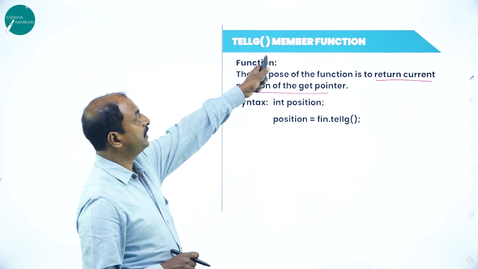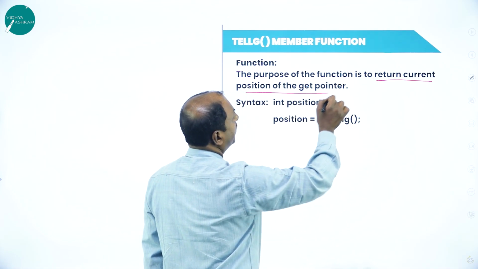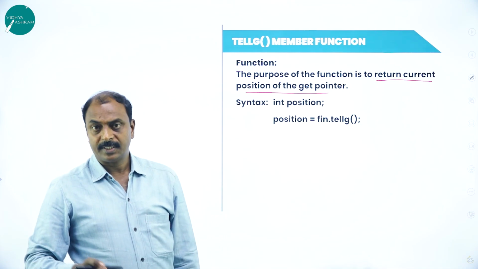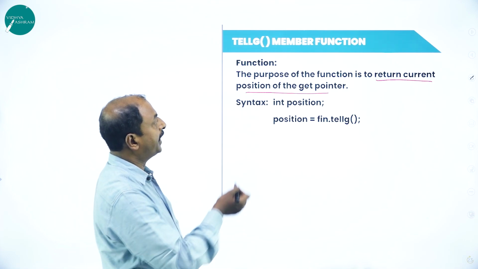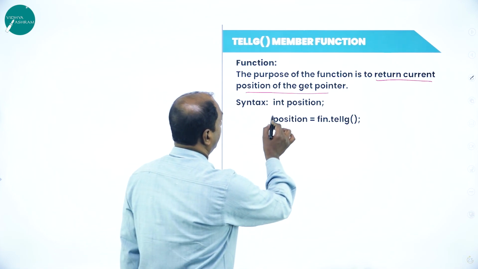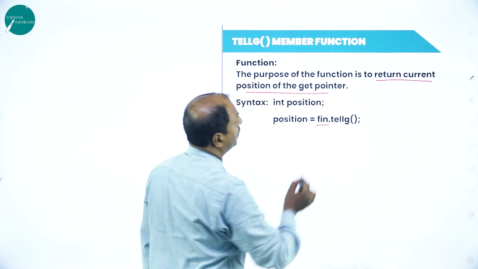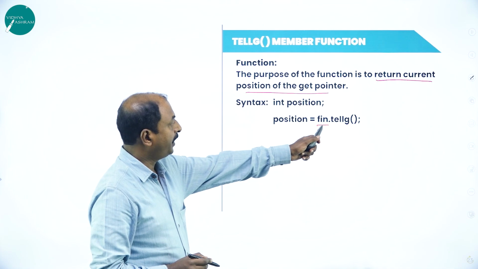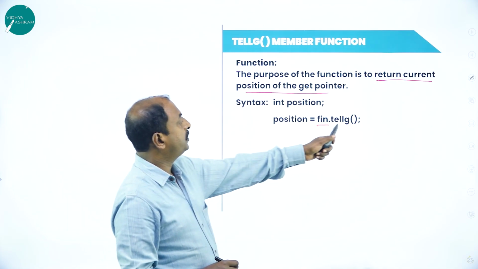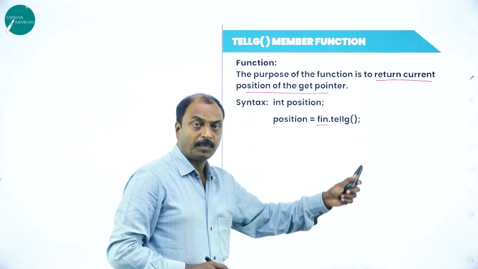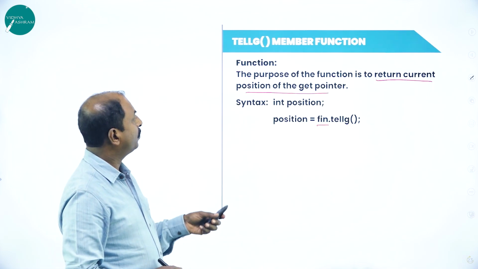But what is the tellg function? It returns the current position of the get pointer, it gives the value of the position or location of the get pointer. The syntax is int position; position = fin.tellg(). Here fin is an object of the respective stream class. So when you execute this command, it returns the position of the get pointer. Now let us move on to the next slide.